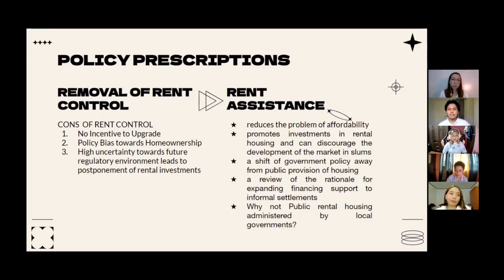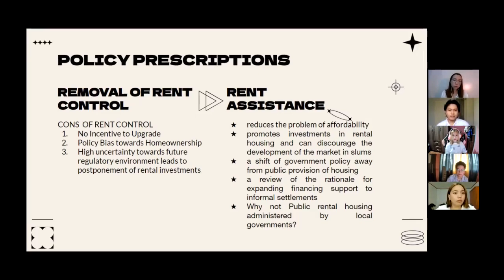The subsidy for a rental assistance program can be supported by improvements in the property tax base. In adopting rental assistance, this would mean that government policy should shift away from the public provision of housing, which is actually a lot costlier and less efficient than direct income transfers. It would also mean a review of the rationale for expanding financing support to informal settlers, which is actually intended to encourage professional squatting.